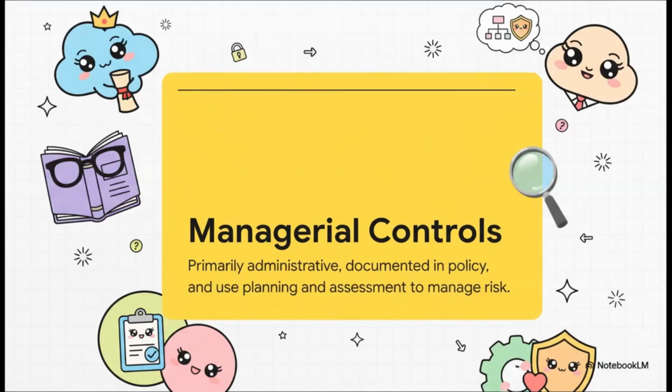And here is the official definition. Managerial controls are primarily administrative, documented in a written security policy, and they use planning and assessment to manage risk. In other words, these are the big decisions made by the bosses. You can't physically touch them, but you absolutely must obey them.